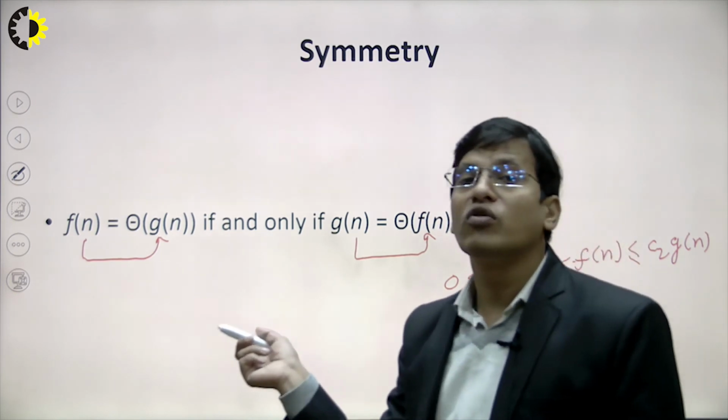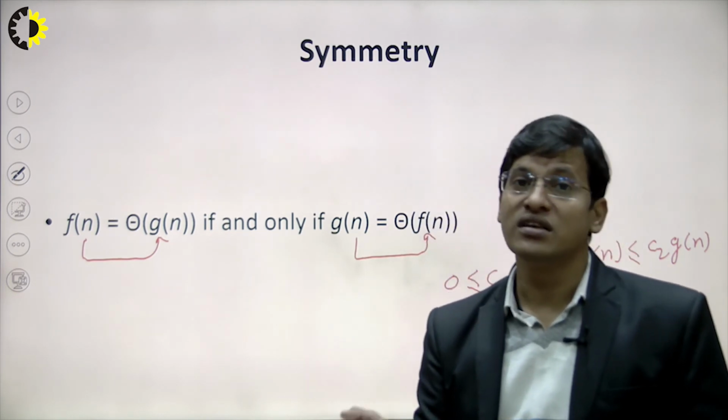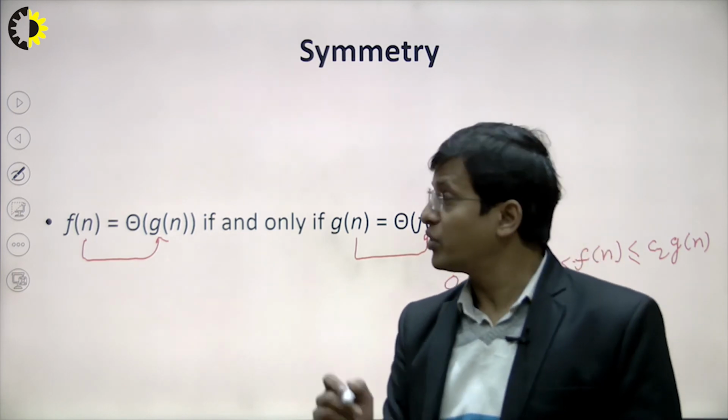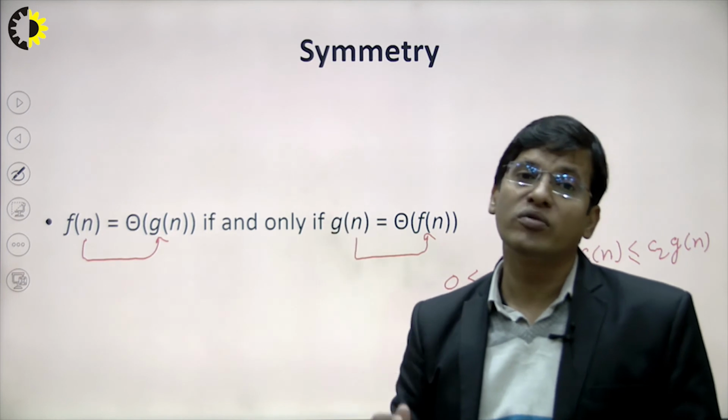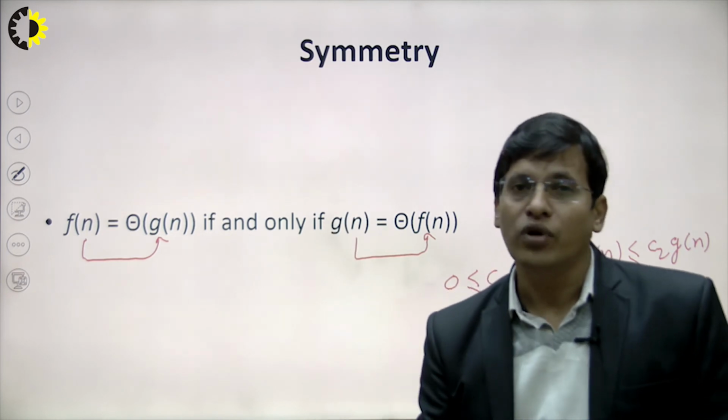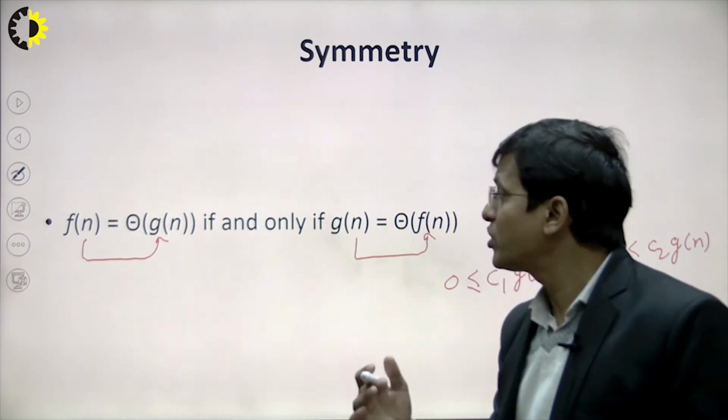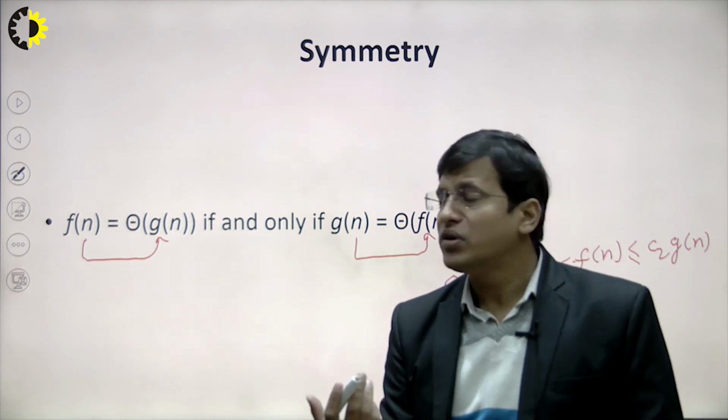But this does not hold for big O notation as well as big omega notation, because they are one-sided. In the upper bound and lower bound, the symmetric property is not followed, because they are not a sandwich between these functions.